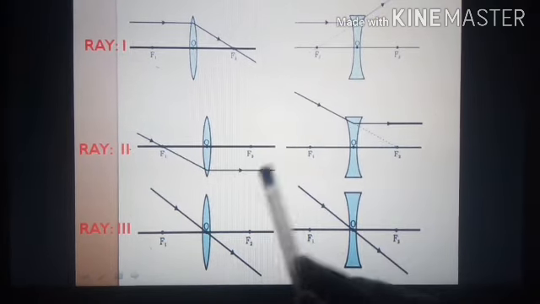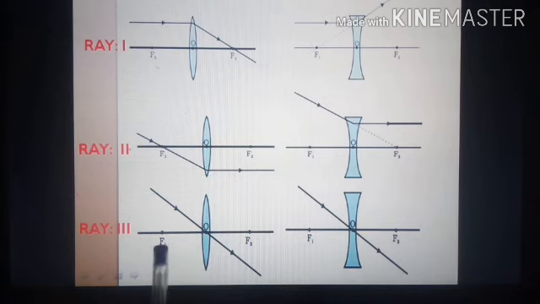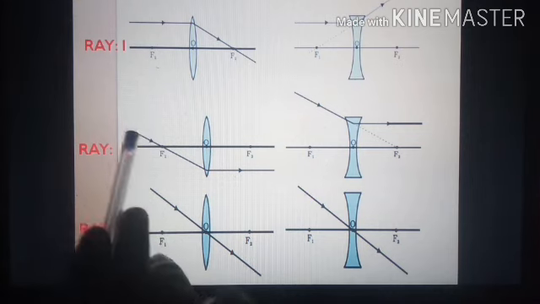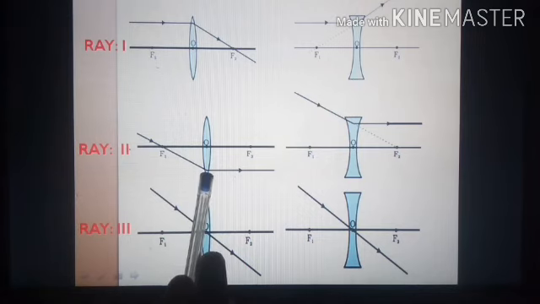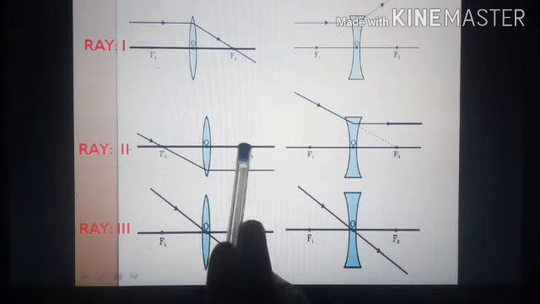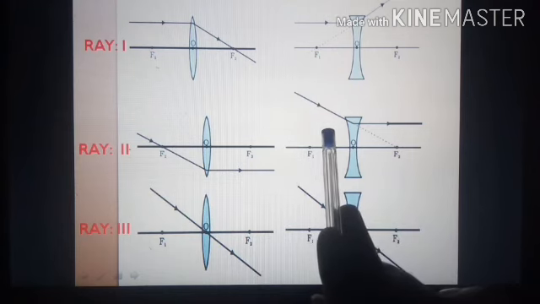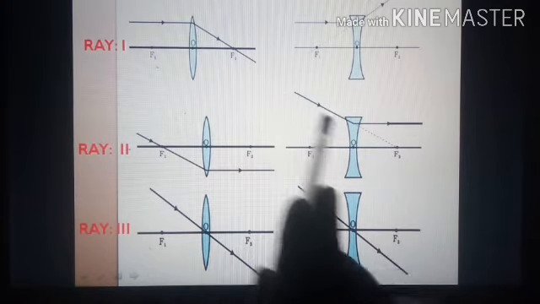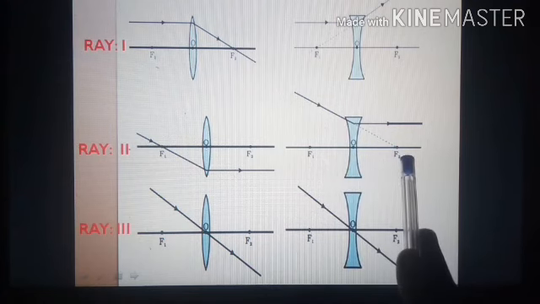Second ray, that is, a ray that passes through the focus, after refraction passes parallel to the axis. The incident ray is always taken on the left side of the lens. So the ray passes through the principal focus of the lens, and after refraction it emerges parallel to the principal axis. In the case of concave, the incident ray appears to meet at the principal focus. After refraction it emerges parallel to the principal axis.